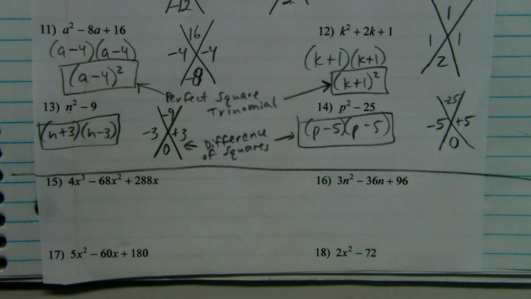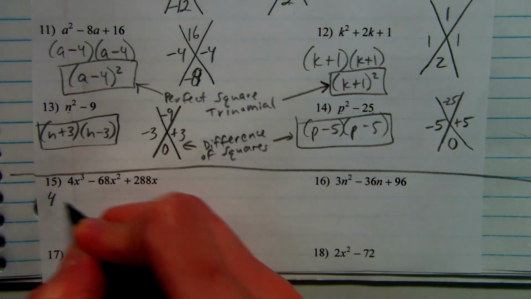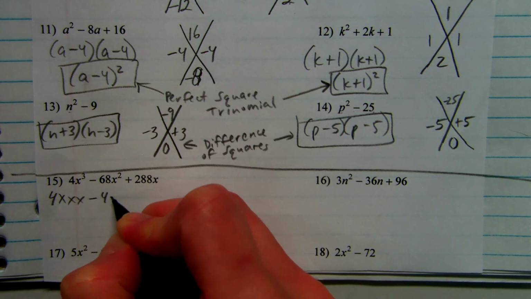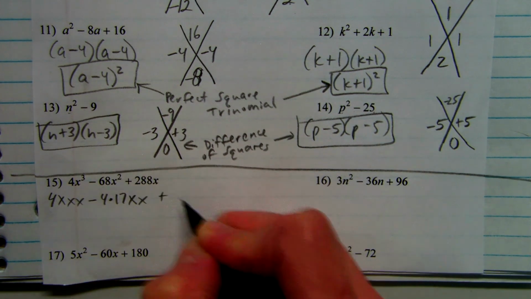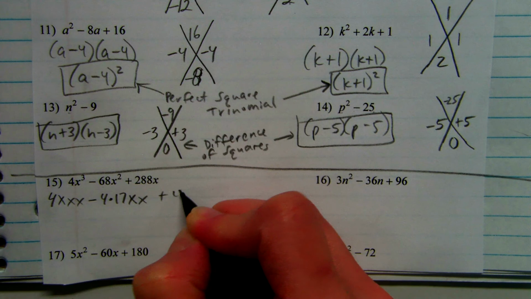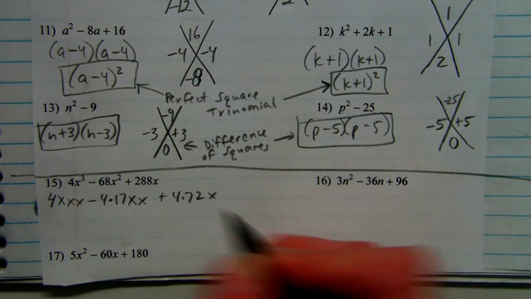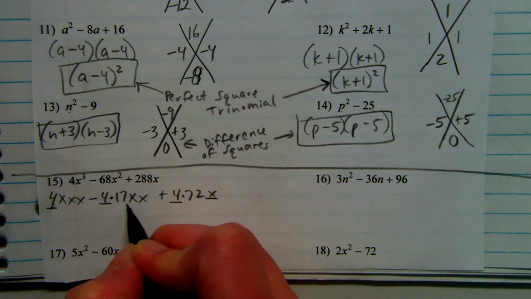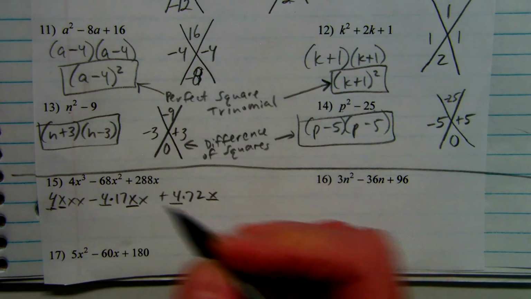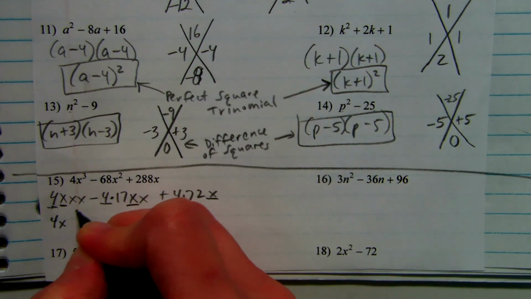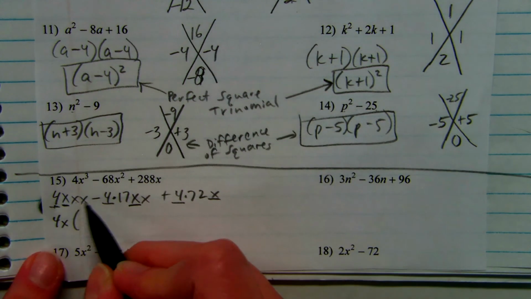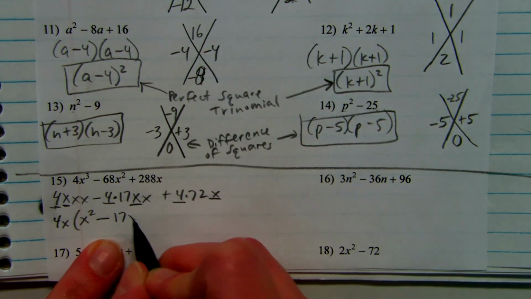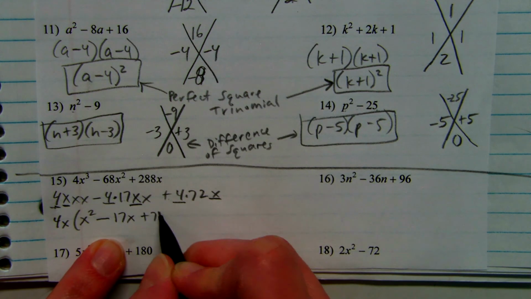It's 17 and 72. Okay, so I'm going to write this as 4x times x minus 4 times 17x plus 4 times 72 and x. So I can take a 4 out of every term, and I can take 1x out of every term. So that's going to be my greatest common factor, 4x. And then we look at what we're left with. I'm left with x times x, so that's x squared, minus 17x, and then plus 72.